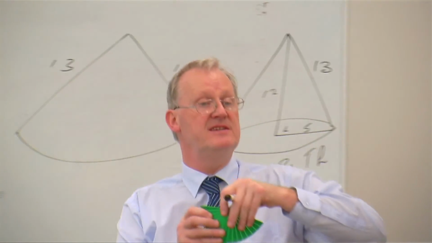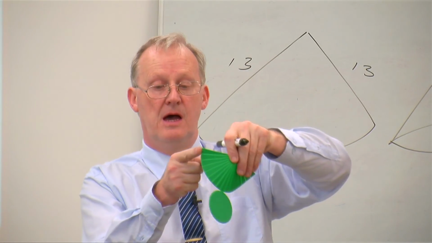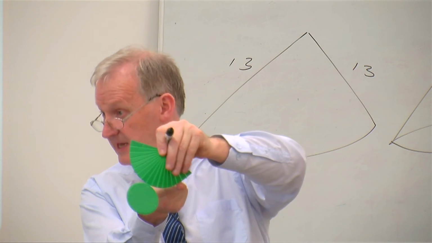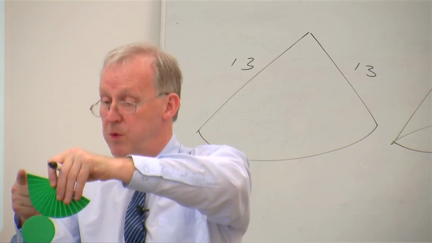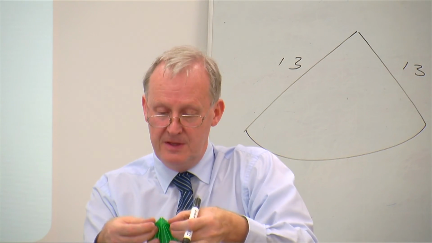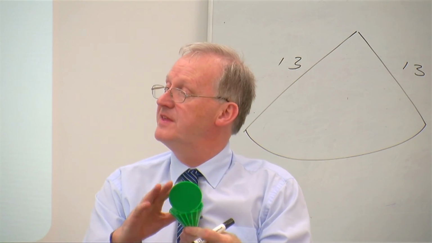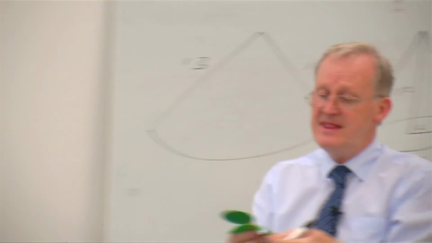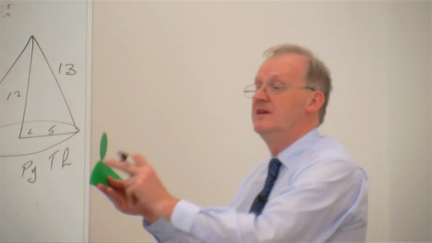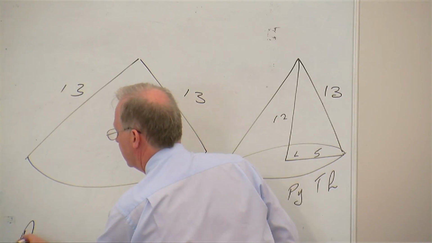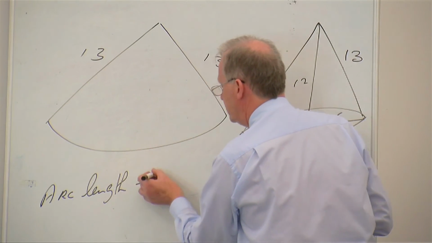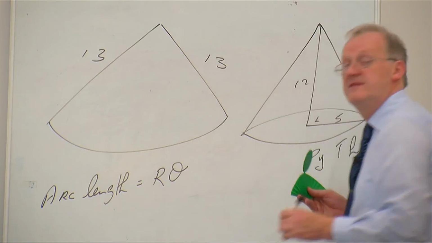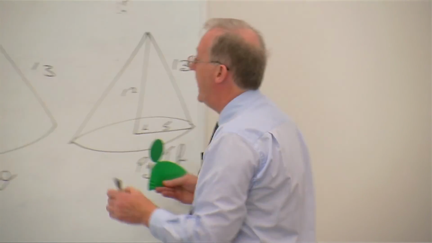Now the question is, how big is that? And what makes that up? The circumference of the... So the length of that arc, what's the length of an arc? Is it r theta, where theta is in radians? And r is?